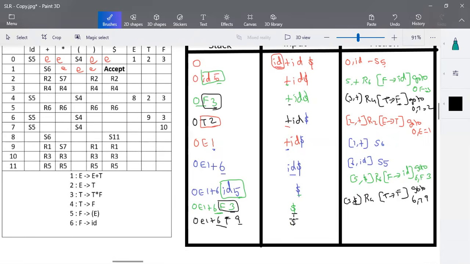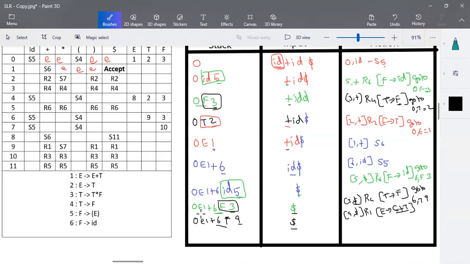So the next step is what is there in 9 comma dollar. What is there in 9 comma dollar? It is R1. So reduce with prediction number 1. What is the prediction number 1 here? It is E tends to E plus T. So E tends to E plus T. So what is the handle here? This E plus T is the handle.